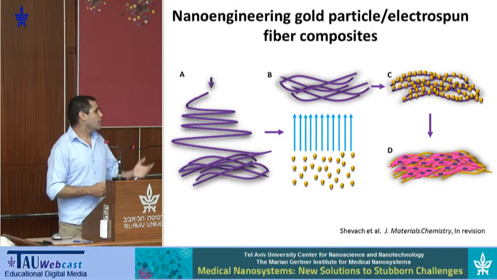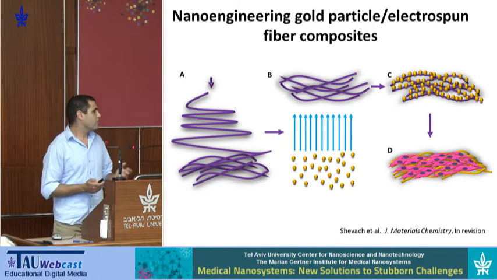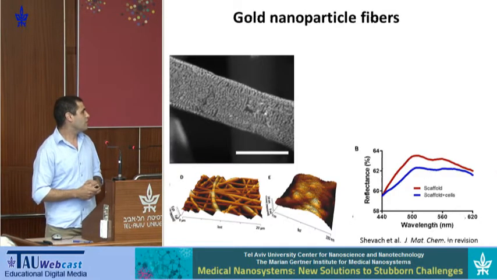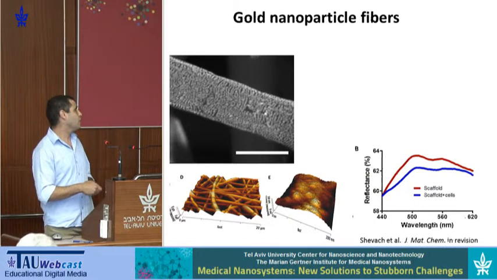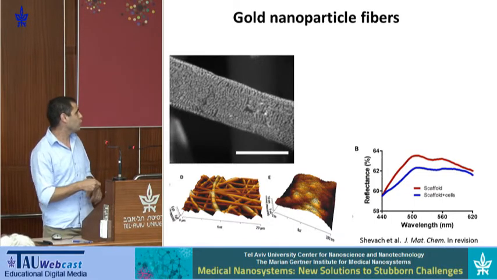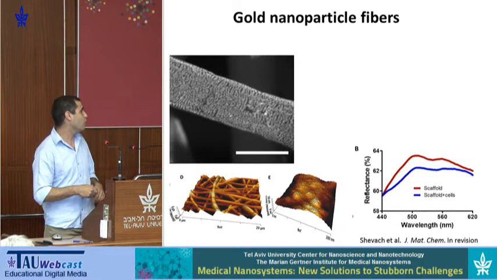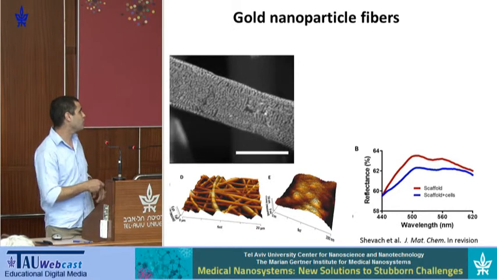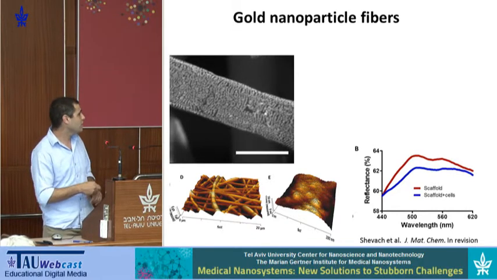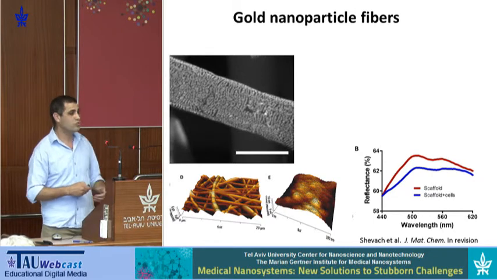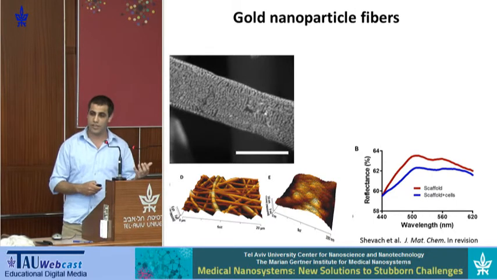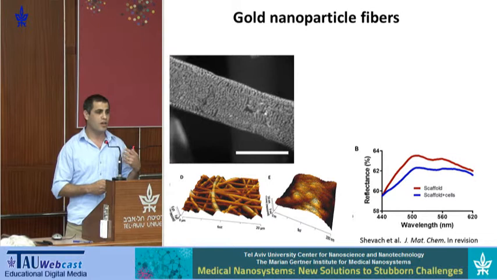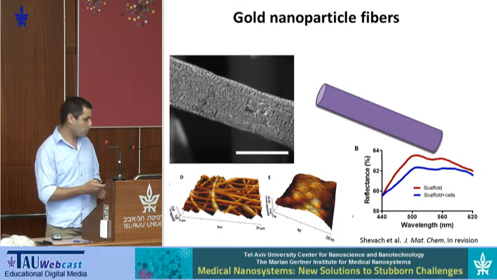And with the help of Ben Maoz from chemistry, Michal also evaporated gold on these small or tiny nano fibers. You can see the gold particles here. And we're able to first improve the function of the tissue, but more important, and this is new, and we hope that we'll be able to have more data about it.